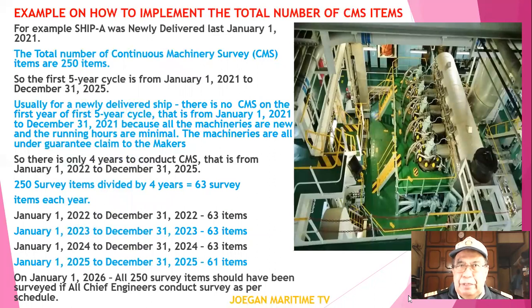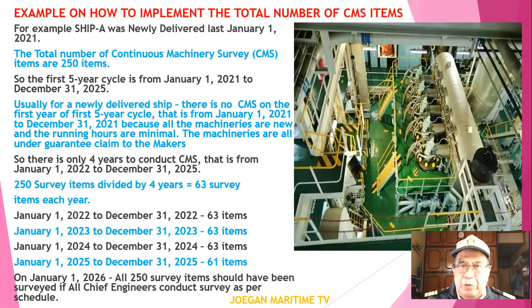Example on how to implement the total number of CMS items. For example, ship A was newly delivered on January 1, 2021. The total number of machinery survey CMS items are 250 items. So the first 5 years cycle is from January 1, 2021 to December 31, 2025. Usually, for a newly delivered ship, there is no continuous machinery survey on the first year of the first 5 year cycle.